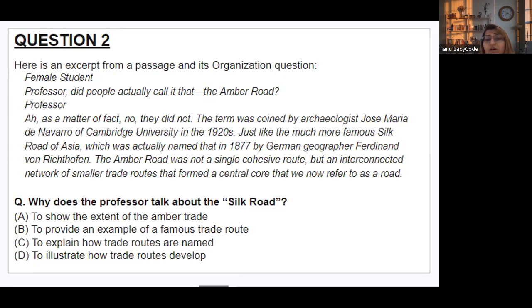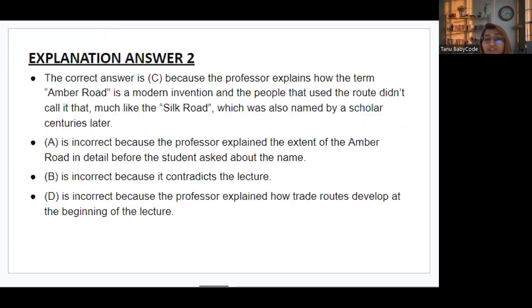So, why does he talk about the Silk Road? Because he's talking about the extent of Amber Road, or giving an example of a famous trade route, or to explain how trade routes are named, or to illustrate how trade routes develop. What do you think? So the correct answer is how trade routes are named. Now, why is this? Because you can see the explanation part also.